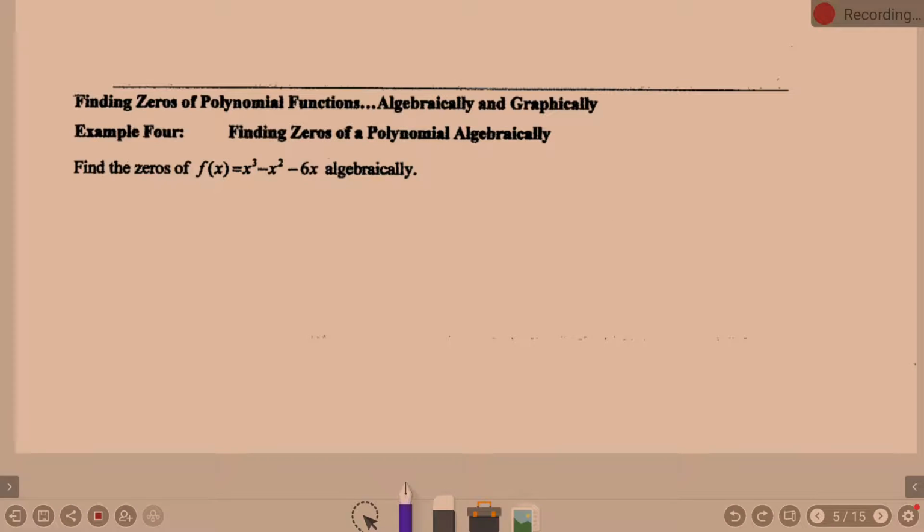One last problem on this page. Notice there's a lot of talk about zeros and extrema in this lesson, aren't there? So this is finding zeros of a polynomial function. We're going to talk algebraically and graphically. Example 4 specifically says finding zeros of a polynomial. How? Algebraically. So this is going back to your Algebra 1 and Algebra 2 methods. If you want to get technical, I'm not going to teach anything new on this problem. But we may have to review a lot, right? So, how do we find zeros algebraically? Do we remember anything?